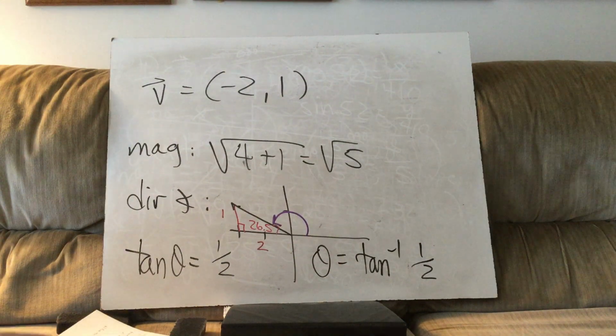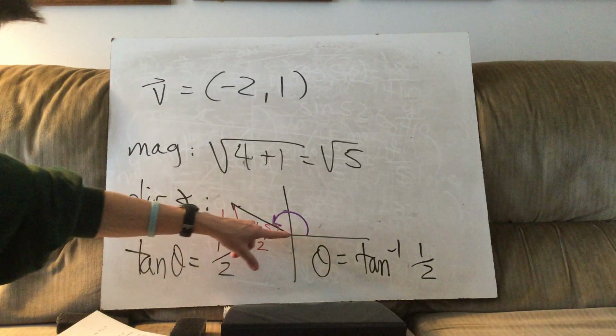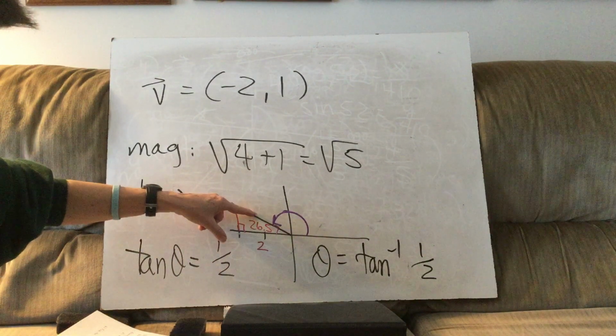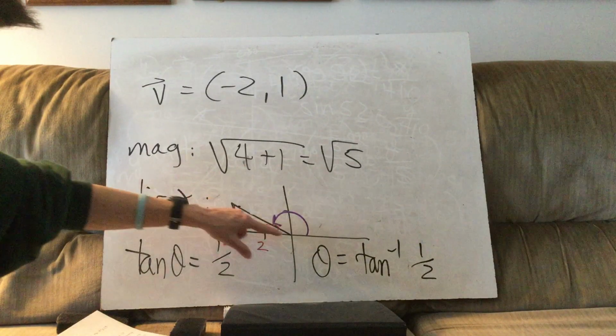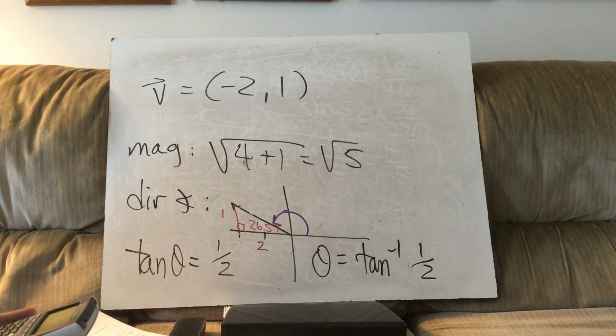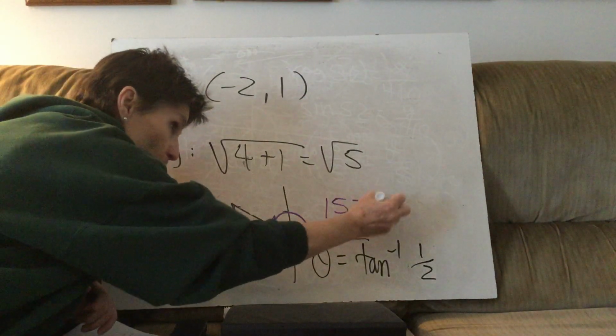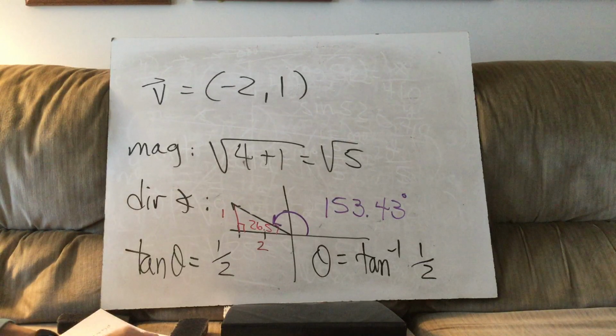Now remember, the red angle is not the answer to the question. The purple angle is the answer to the question. So, how can we find the purple angle? Let's use our logic. If we came all the way to this black line, that would be 180. But we stopped before we got to 180. We stopped 26 degrees before we got to 180. So to find that purple angle, we'll do 180 minus 26.57. So your direction angle is 153.43 degrees. That is the answer to the question.